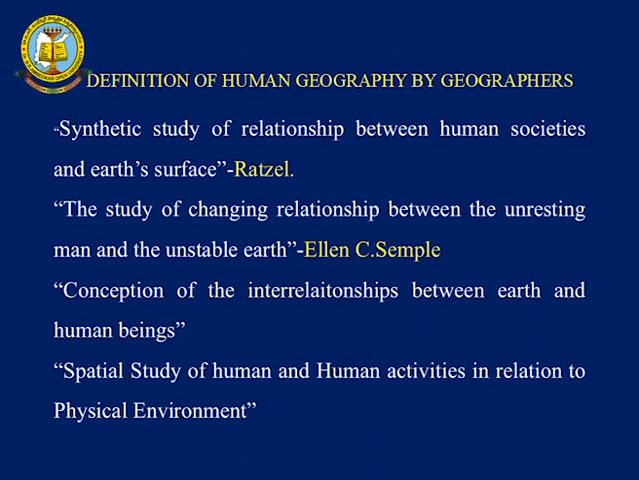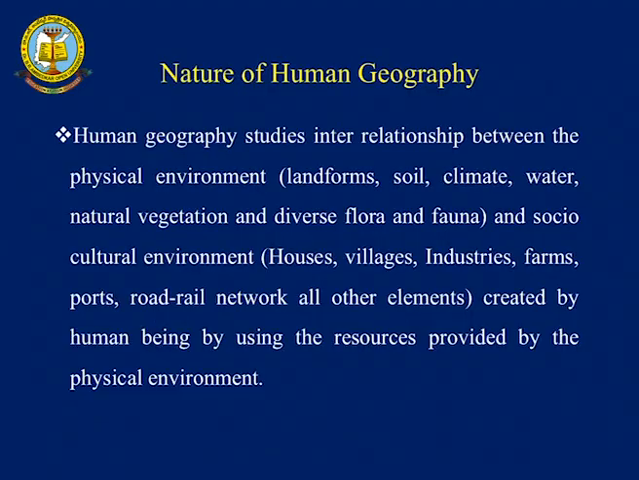Why here the term dynamism, that means changing relationship between the unresting man as well as the unstable earth? So, dynamism has been emphasized in this relation. Thus, human geography can be defined as the spatial study of humans and human activities in relation to the physical environment. Now look at the nature of human geography.